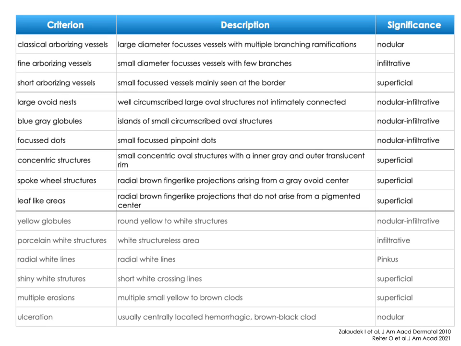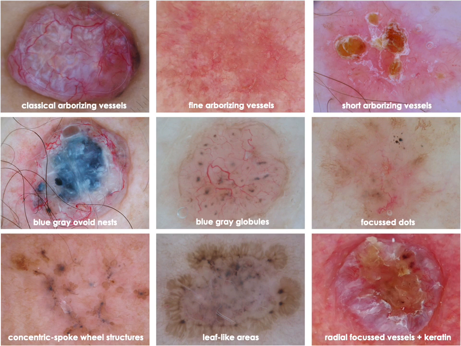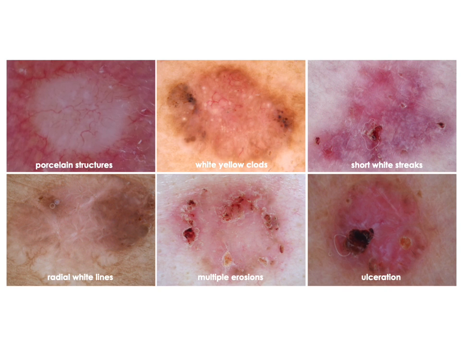For example, classical arborizing vessels are more frequently detected in nodular basal cell carcinoma, while shiny white structures are more frequently seen in superficial basal cell carcinoma. And here you can see the criteria: classical arborizing vessels, fine arborizing vessels, short arborizing vessels, and many others. In the last decade, new criteria have been described, such as porcelain structures more frequently detected in morphiform basal cell carcinoma, or white-yellow clots that are a sign of invasion of basal cell carcinoma.